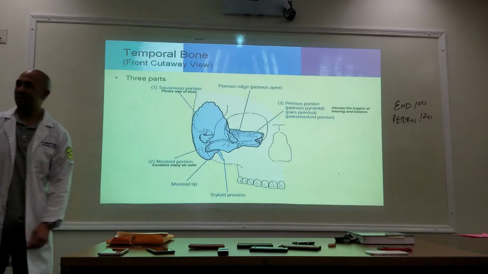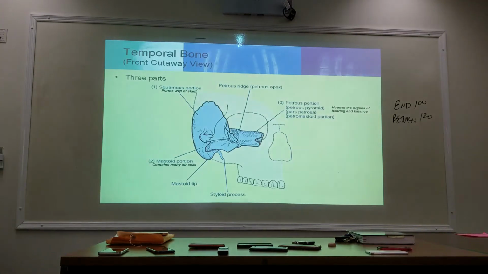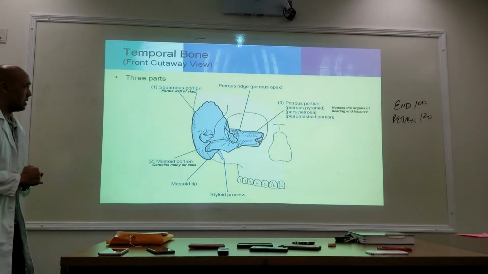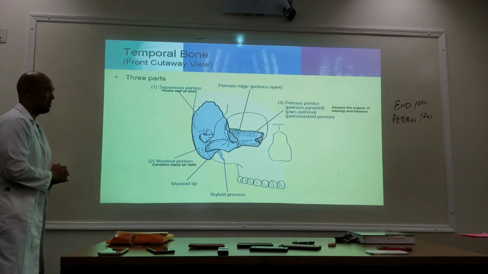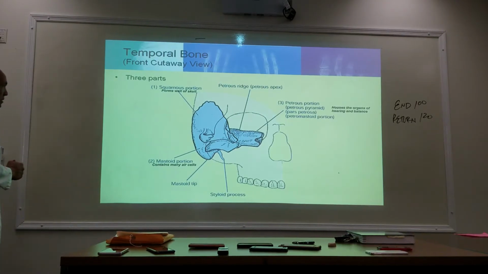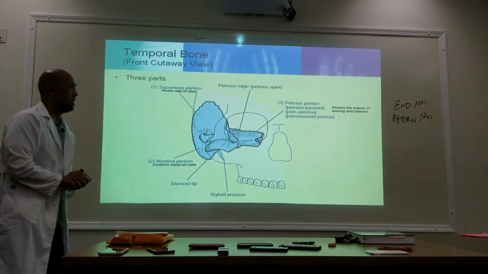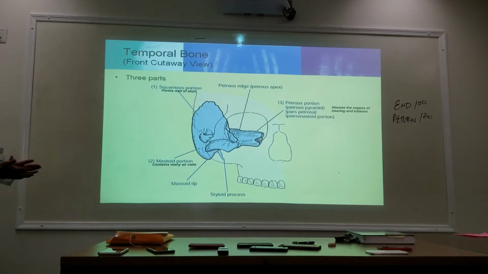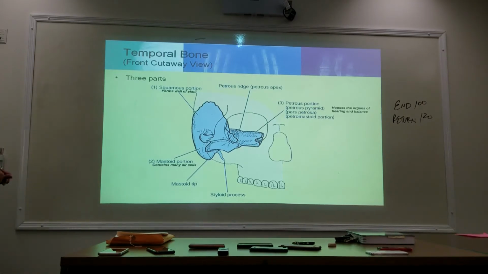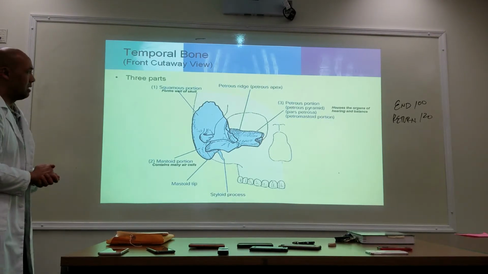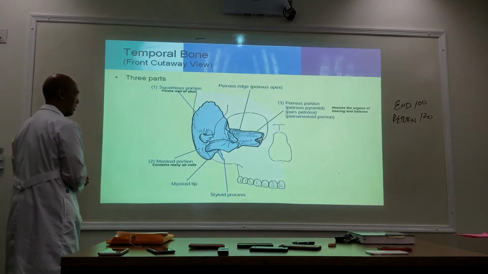All right, so we're still talking about the temporal bone. The temporal bone is an important bone because it houses the organs of hearing and balance. So there's an area in the temporal bone we call the petrous portion. It's also known as the petrous pyramid, the pars petrosa, or the petromastoid portion, depending on what you're reading. They all mean the same thing, but we refer to it as the petrous portion.